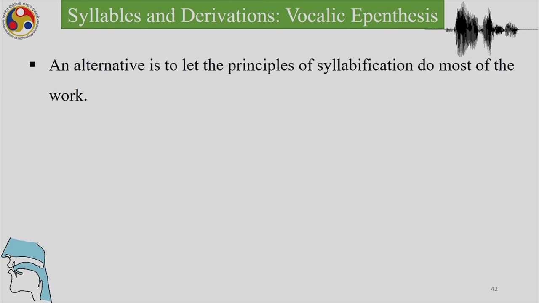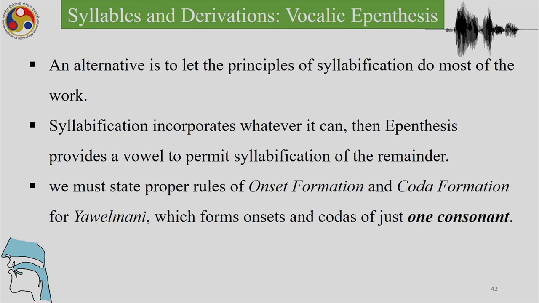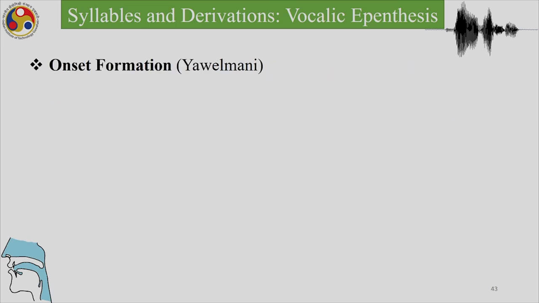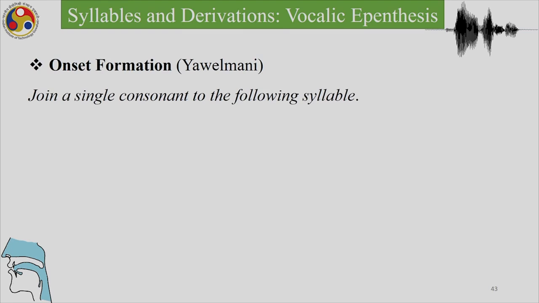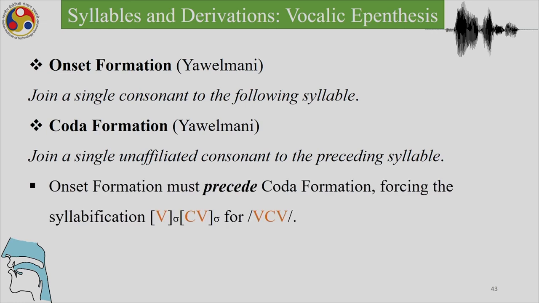An alternative is to let the principles of syllabification do most of the work. Syllabification incorporates whatever it can, then epenthesis provides a vowel to permit syllabification of the remainder. We must state proper rules of onset formation and coda formation for Yawelmeni, which forms onsets and codas of just one consonant. So onset formation in Yawelmeni joins just a single consonant to the following syllable. Coda formation just joins a single unaffiliated consonant to the preceding syllable. Onset formation must precede coda formation, forcing the syllabification.